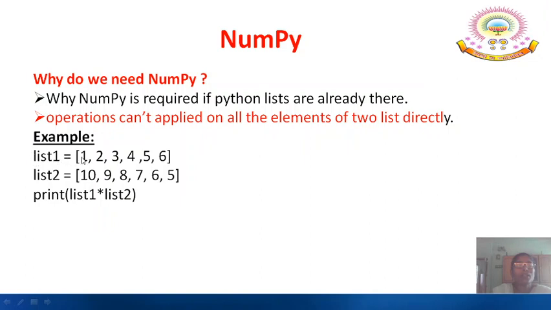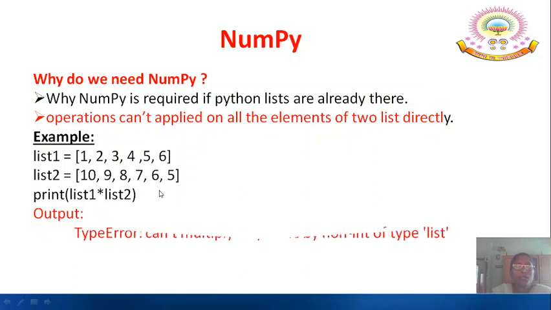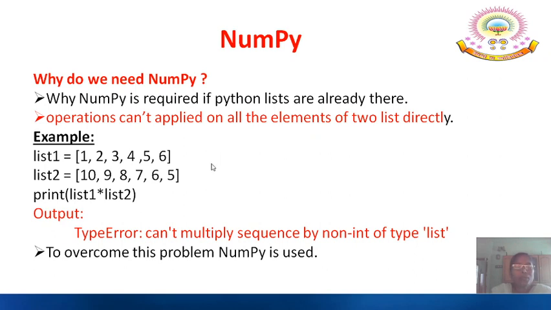List 1 contains the values 1, 2, 3, 4, 5, 6. List 2 contains the values 10, 9, 8, 7, 6 and 5. And we are trying to multiply list 1 values with list 2. Then it will give you an error message saying cannot multiply the sequence by non-integer of type list. That means operations cannot be applied on all the elements of two lists directly. So, to overcome this problem, NumPy is used.